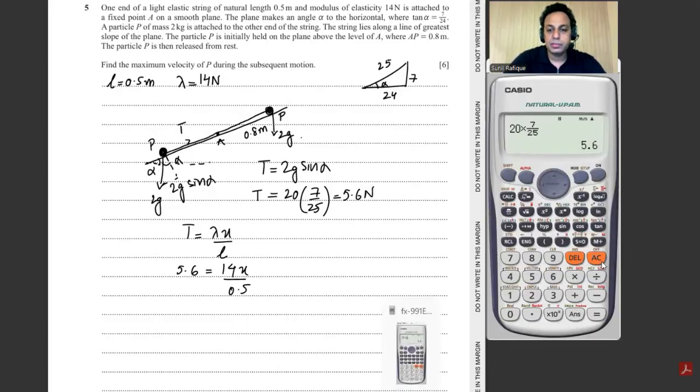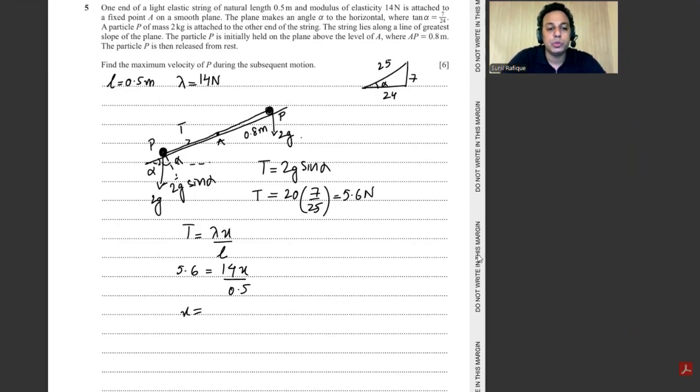So let's calculate this as well. 5.6 times 0.5 and divide by 14. I'm getting 1/5, which is just 0.2. This means that below the level of A, the string's length will be 0.7 meter.